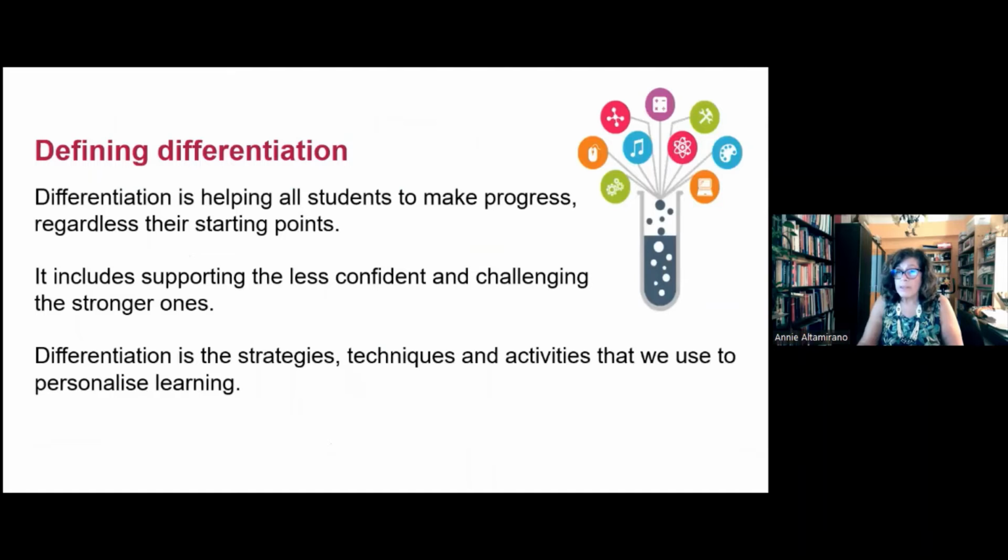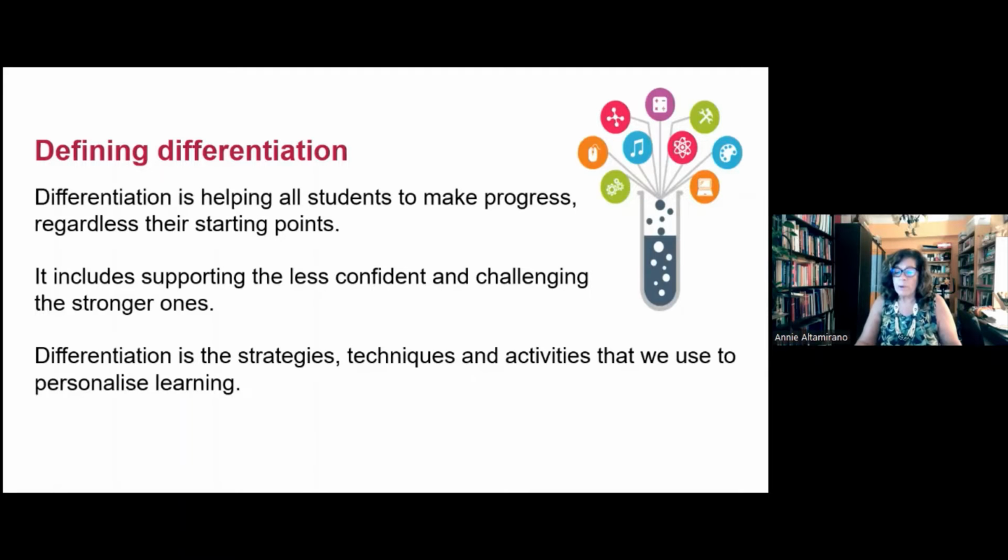So, how can we define differentiation? It's never something that we add onto a lesson just like this. It's something that runs throughout what we do as teachers, through the planning phase, the teaching phase, and the assessment phase. Therefore, it is what we do to help students make progress regardless of their starting points. That is, immediately ensuring that all learners, no matter their ability, their interest, their context, have the support and the scaffolding they need to meet or to exceed the learning intentions.